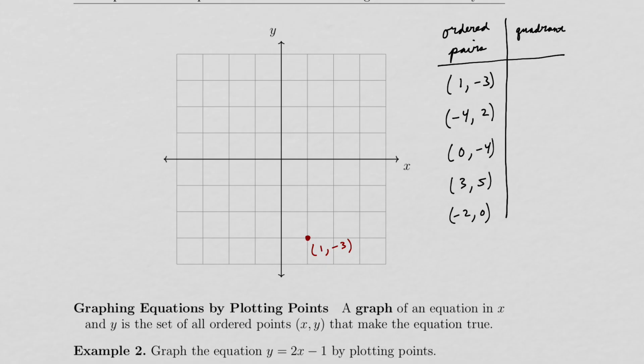For the second one, -4, 2, I'm going to start at the origin and move to the left 4, which gives me a -4, and then up 2. So right there. Let me plot that.